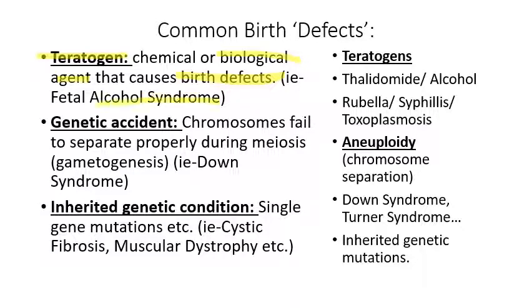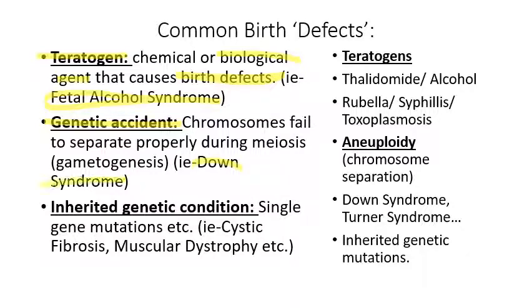Example, fetal alcohol syndrome is a condition that some babies will have if their mother drank a lot of alcohol during pregnancy, which is a very sad situation. There could also be genetic accidents. So I already mentioned Turner syndrome and Klinefelter syndrome. Those things are not terribly serious, but there are other genetic accidents, like Down syndrome, for instance.